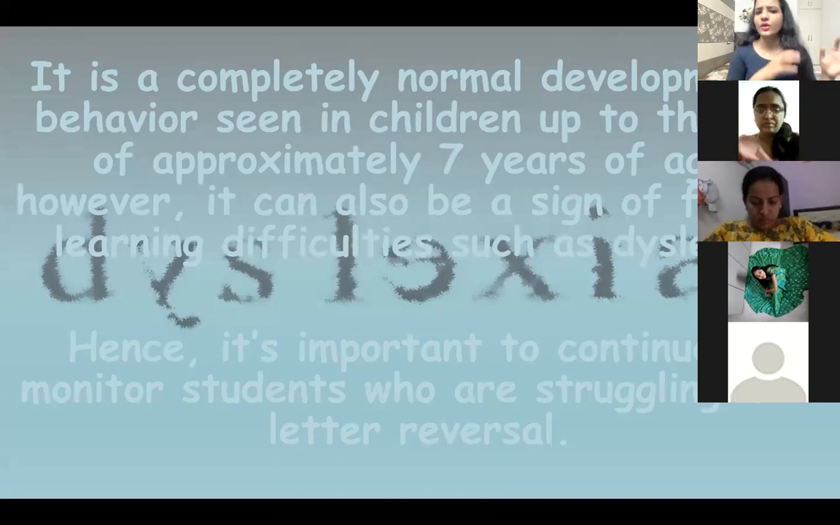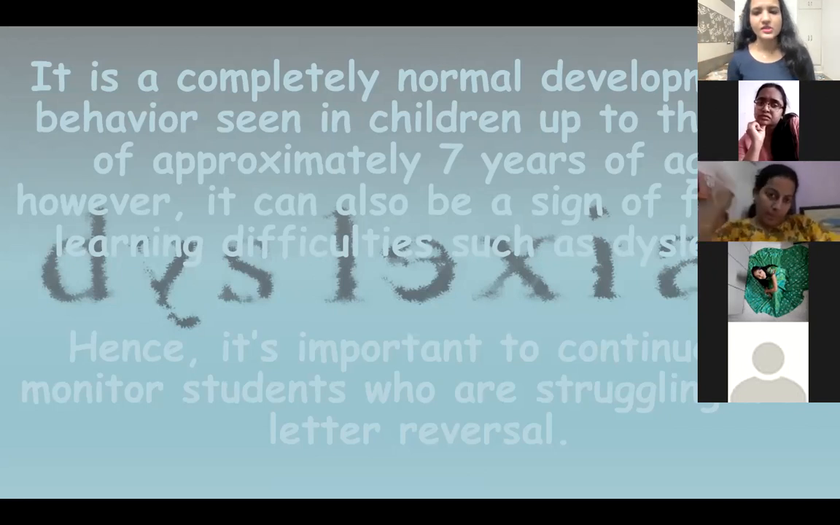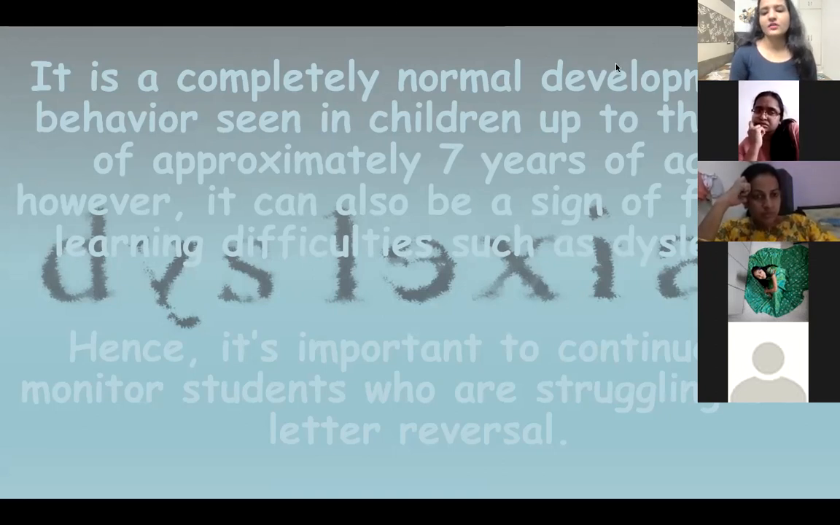which happens only, I suppose, if this is normal behavior in your child and you have done all the things, observed, and worked over it for 2, 3, 4 months, this problem would go away for sure. It's only 2, 3, 10% that the child might not be able to do it. Then it can be referred to a special educator. We can get all those tests done. They usually do certain tests and then give you a report whether it is dyslexia or not. Hence it's important to continue to monitor students who are struggling with letter reversal.